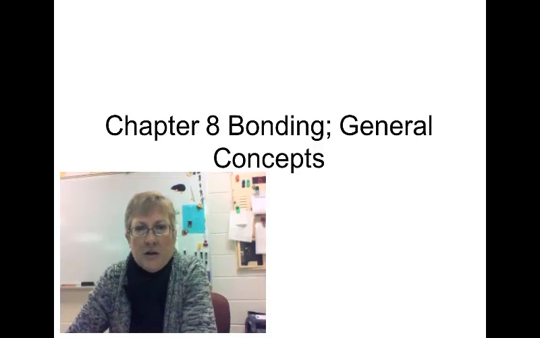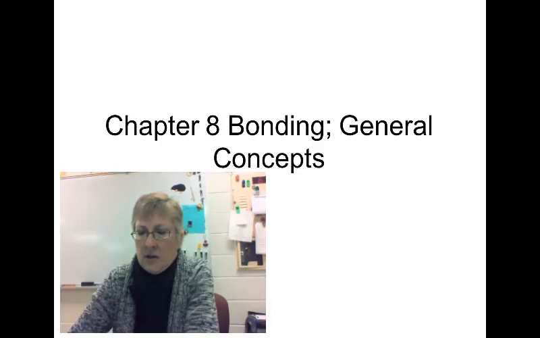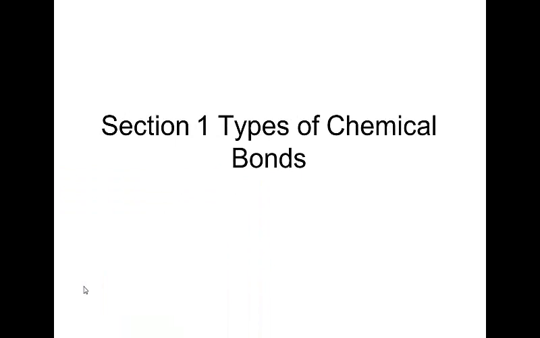This is Chapter 8, and this is going to be general bonding concepts. Most of you have been exposed to them before, and some of them you have not. So Section 1 is called Types of Chemical Bonds, which you have been exposed to. This is, of course, going through the chemical bonds that are possible in compounds. For example, ionic, covalent, polar covalent, non-polar covalent, etc. So this part you've had before.